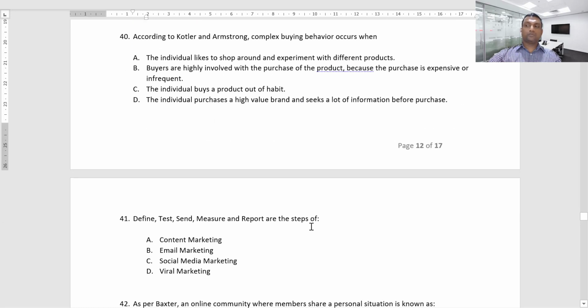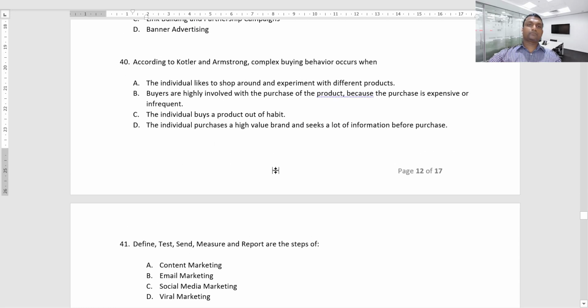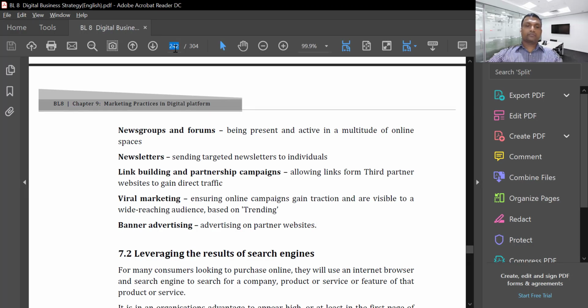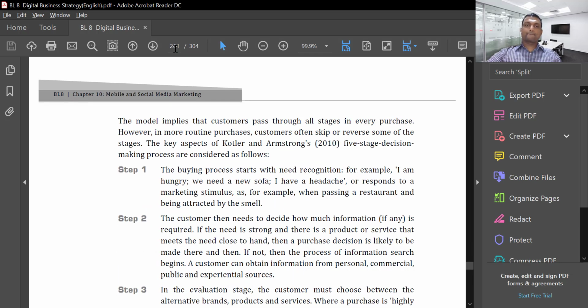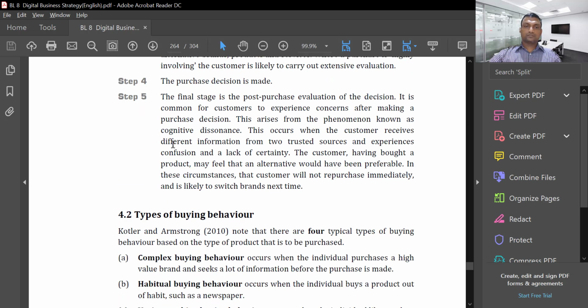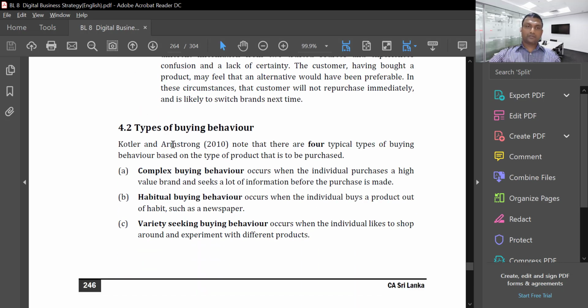Question number 40. According to Kotler and Armstrong, complex buying behavior occurs when, okay, there are 4 answers given. Let's look at these buying behaviors. Types of buying behavior, Kotler and Armstrong.